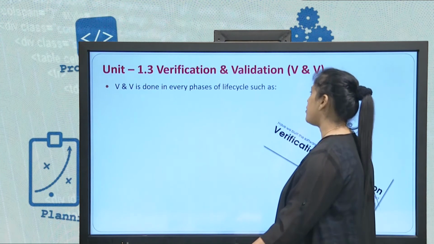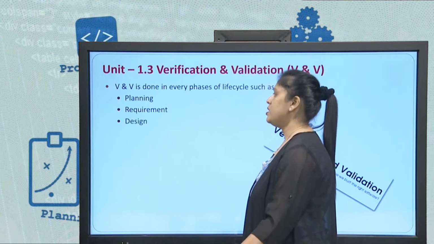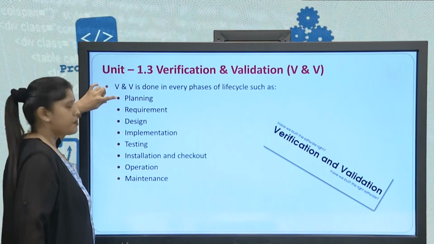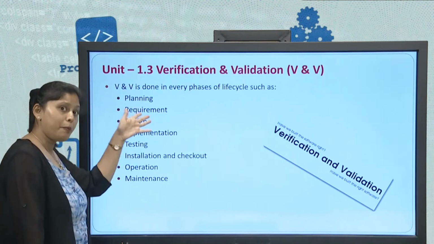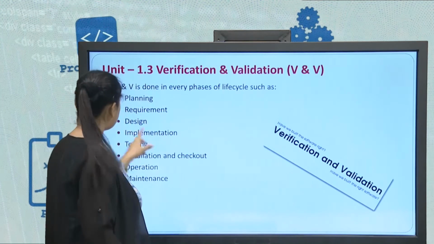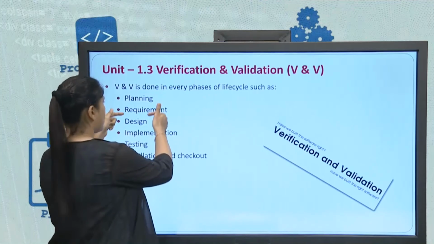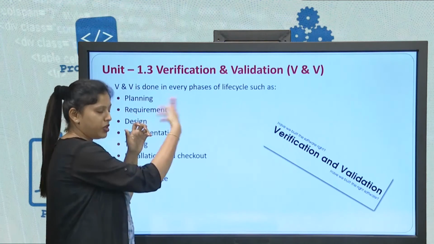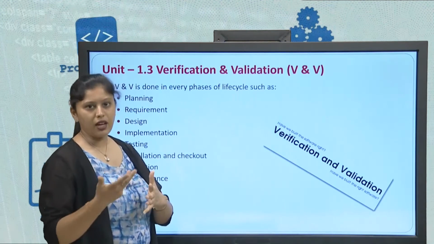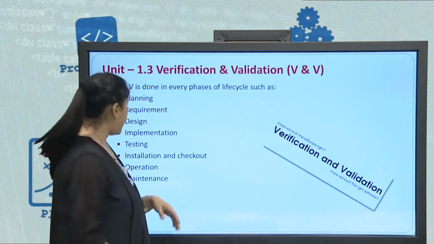V&V is done in every phase of the life cycle, such as planning, requirement, design, implementation, testing, installation and checkout, operation, and lastly maintenance. All these phases are nothing but my entire software life cycle. My life cycle starts with planning. So verification and validation is done on whether the plan is proper, whether the requirements that my customer gives are legible and proper, and whether the design that I establish on the basis of the requirements I analyzed with my users or customers is proper. I lay it out on a rough sketch, or through other tools like CASE tools. So that designing is done.